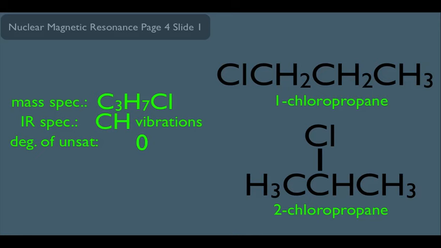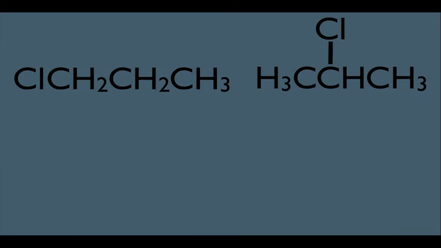And if you thought a little bit more about this, you'd realize there's no other possibility. There's no other organic molecule that would have this molecular formula and not be either 1-chloropropane or 2-chloropropane. So at this point, we don't know if it's one or the other. Here is where the NMR is going to help us. Let's place our molecules side by side here, and let's think about the electronic environments of each of the hydrogens in each molecule.